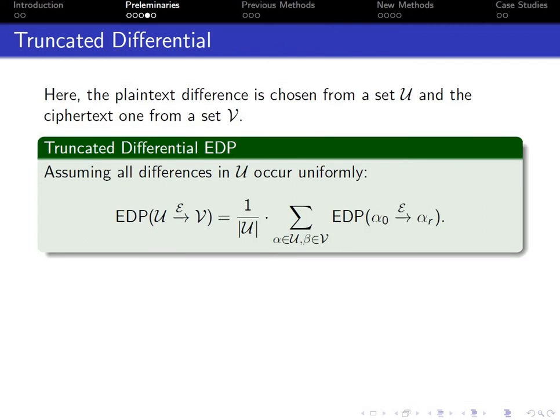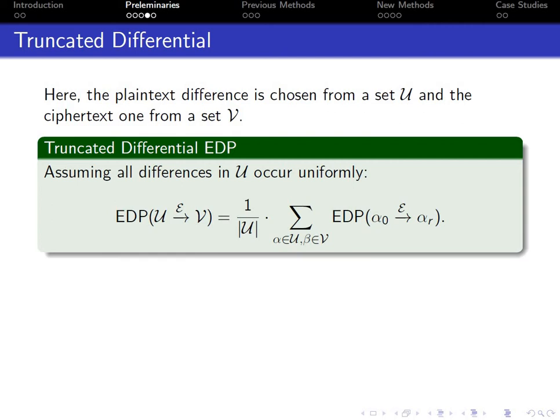About the truncated differential analysis, as I said before, it is an extension of differential cryptanalysis, where the plaintext difference can be chosen from the set U, and also the ciphertext difference can be chosen from the set V. Assuming that all the differences in the set U happen uniformly, expected differential probability of this truncated differential is defined as this given equation, where it is average over all input differences and the sum is over all the differentials that the input difference is chosen from U and output difference is chosen from set V.